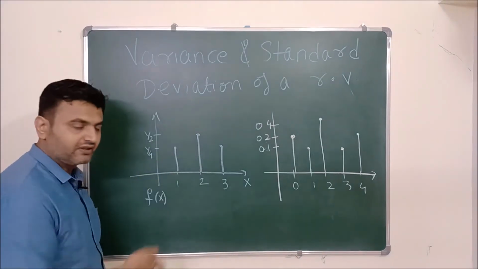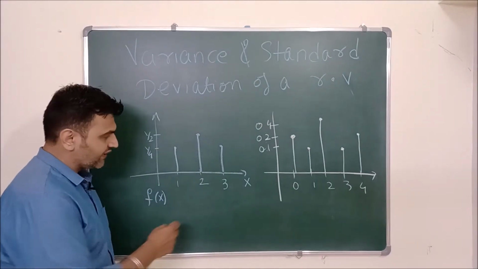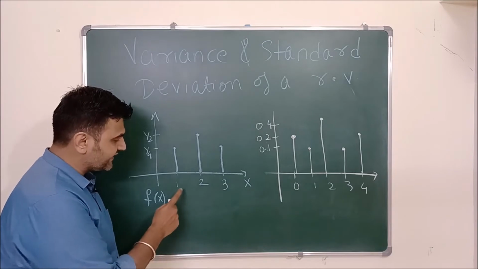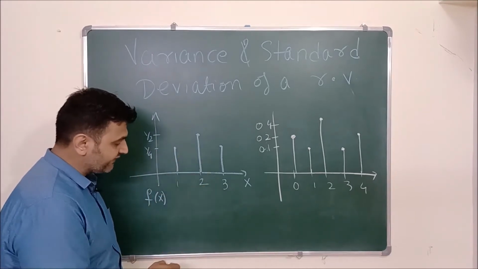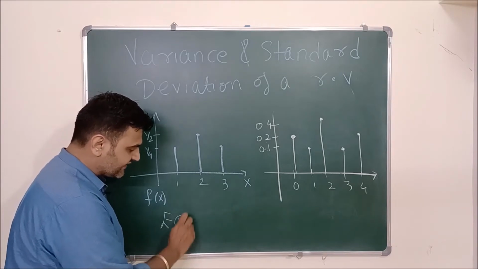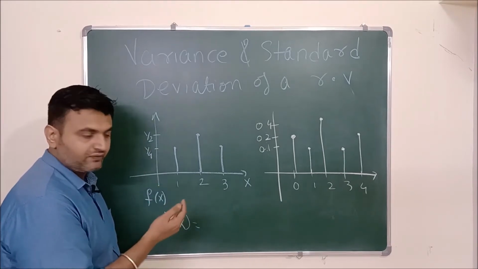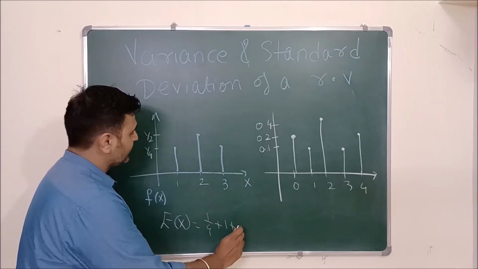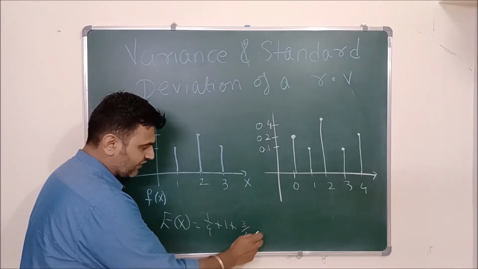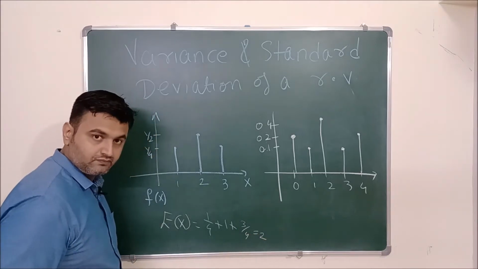So I have drawn one more example over here. This is a random variable x whose range set is 1, 2, 3, and this is its probability distribution. Now what is the expected value of x or the mean of x? It is summation x into f of x. So 1 into 1 by 4 plus 2 into 1 by 2 plus 3 into 1 by 4. So the answer will come out to be 2.